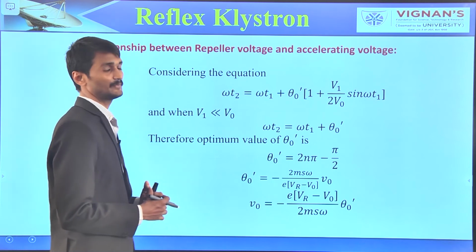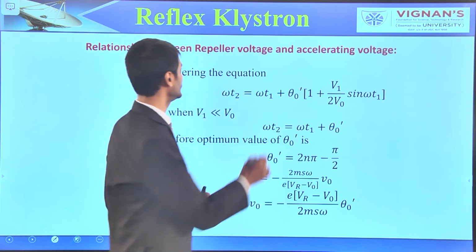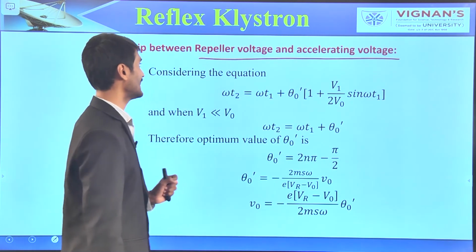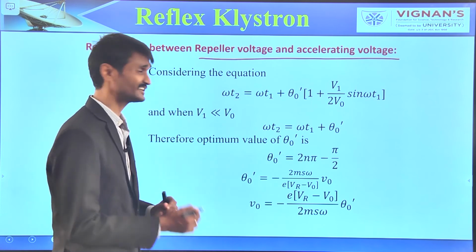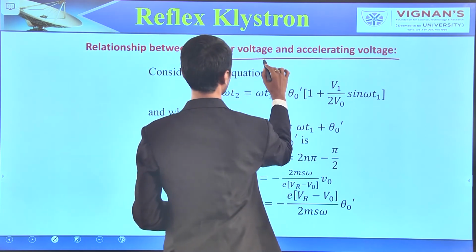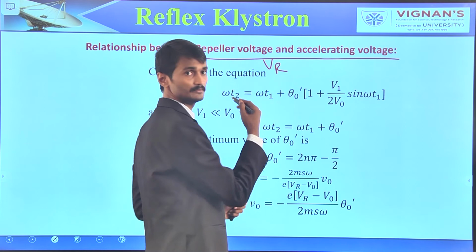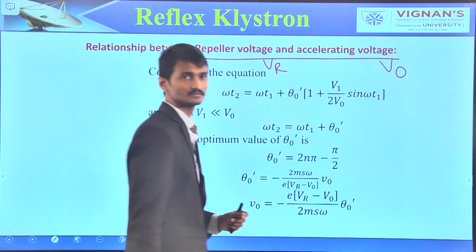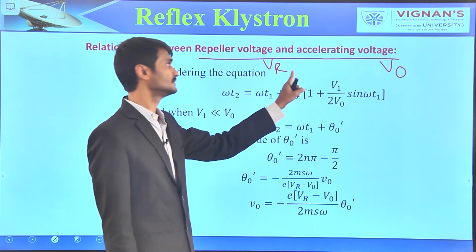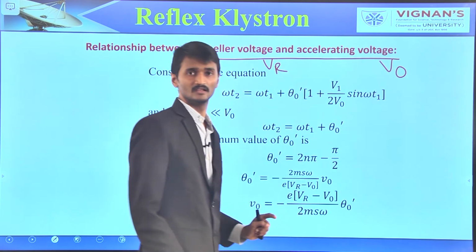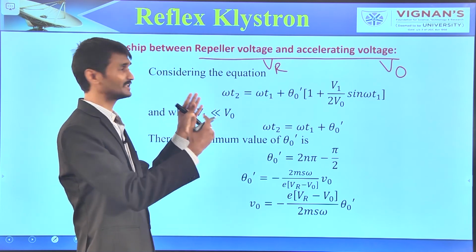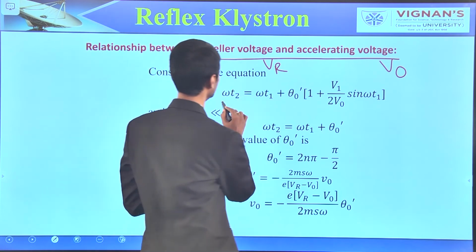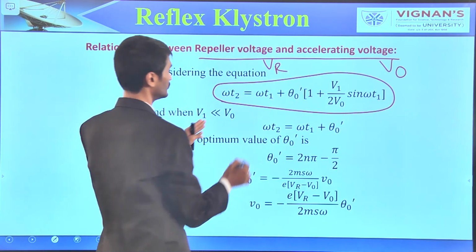Now we will see the relationship between repeller voltage and accelerating voltage. Repeller voltage is represented by VR, as already mentioned in the beginning, and accelerating voltage is V naught. The relation is derived from the known values only, which we have just derived before.